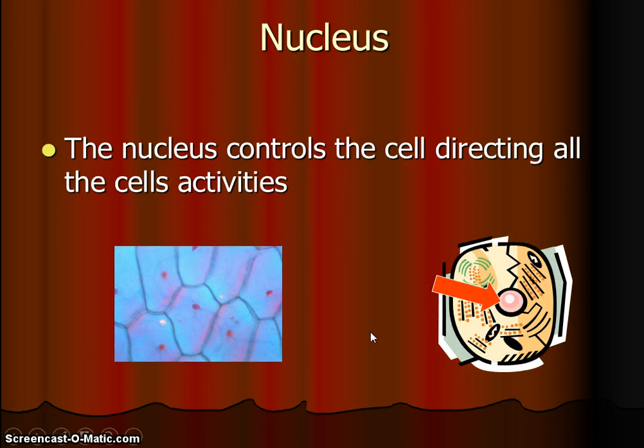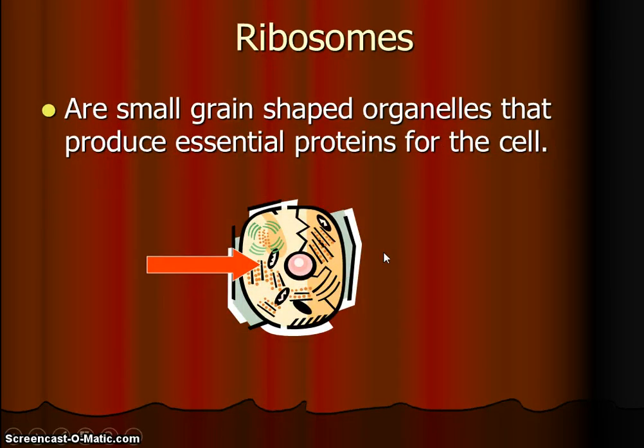Then we have the nucleus. The nucleus is the control center of the cell, and it directs all the activities of the cell. These little red dots here would be the nucleuses of the cells. And also in this picture, it's the center. Okay, it's like the brain of the cell. Ribosomes are small grain-shaped organelles that produce essential proteins for the cell. Okay, all these little dots would be your ribosomes.